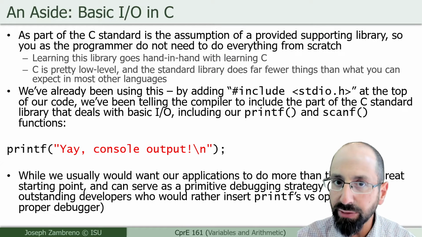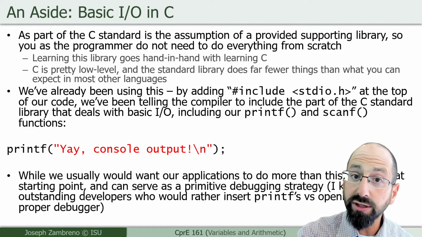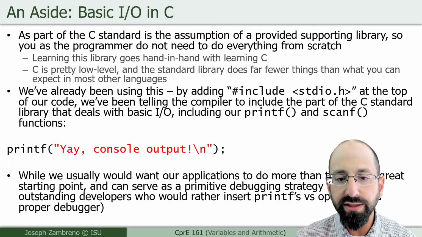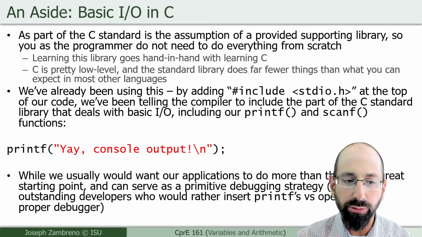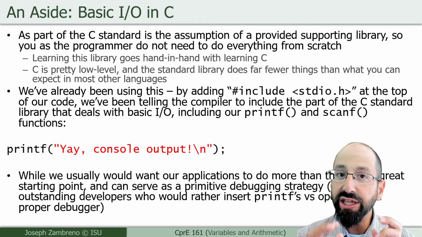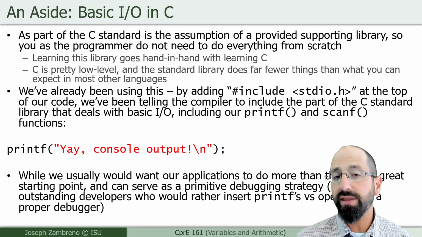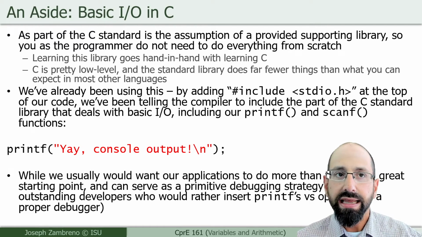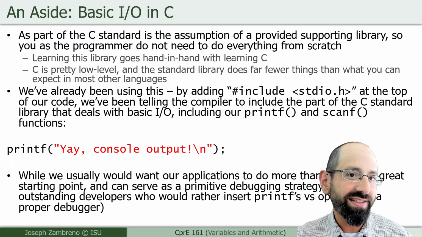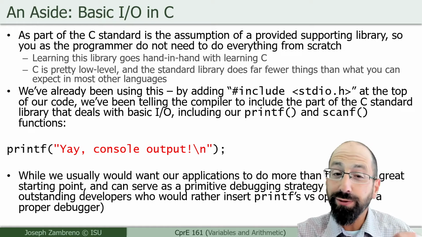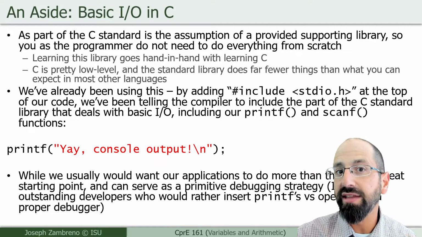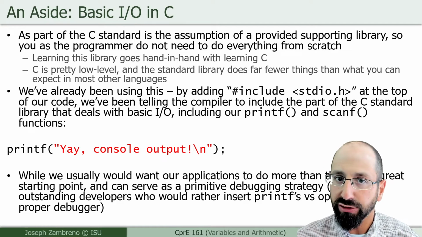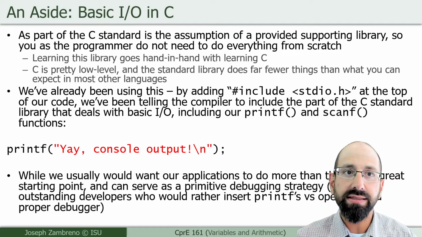We've already seen a little bit of that with our initial first learning module where we were just printing some text. But a big part of the C standard is the assumption that there's some provided standard library or supporting library, so that you as the programmer don't have to do everything from scratch. Learning this standard C library is sort of equivalent to learning C. The actual syntax of C, there's only a few things you have to learn, but understanding the standard library, what you can do with it, how you interface with it, it goes hand in hand with actually learning C and learning how to program in C.